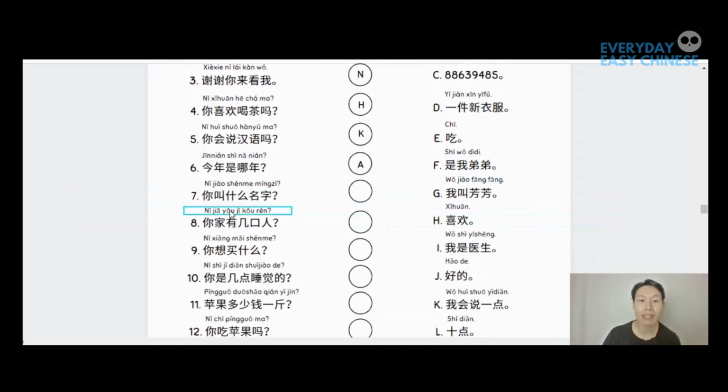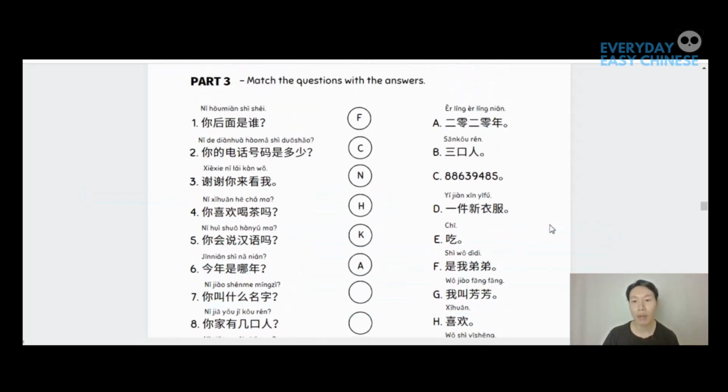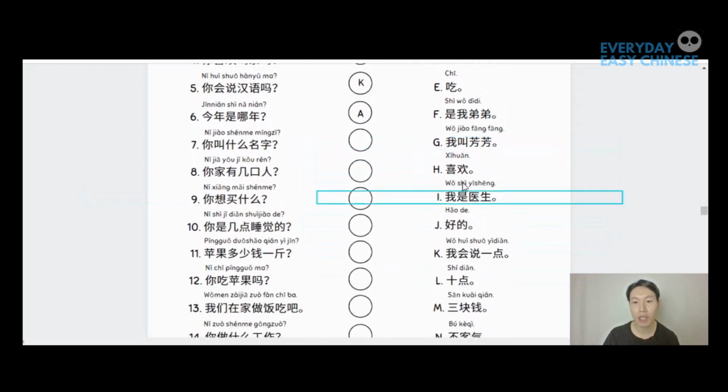Next one, number 7. 你叫什么名字? What is your name? So over here we can see this one here. G. 我叫芳芳. I'm called 芳芳. G.